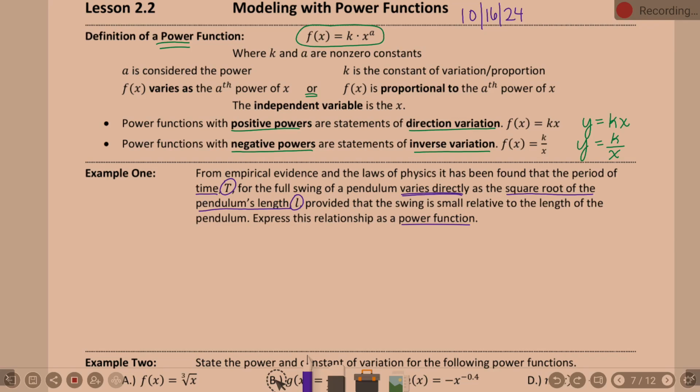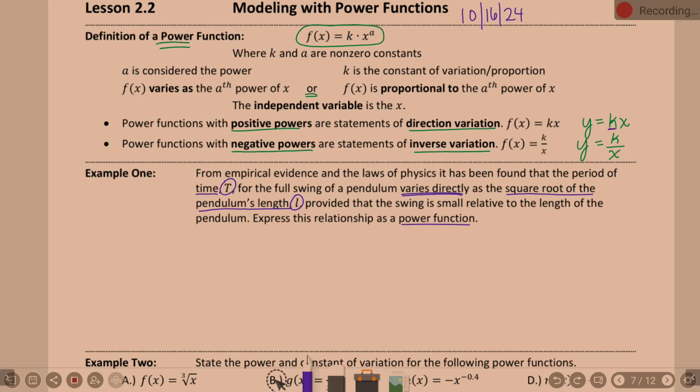T times L. No. And I guess one of my hints would be if you use this idea that f of x varies with the a power of x, or direct variation. When we had direct variation back in algebra, it was y varies directly with x. And anytime we say y varies directly with x, what does there have to be in there? Some type of constant of variation, which is usually expressed as k. Okay, so in this one, the period of time t, what does it do?